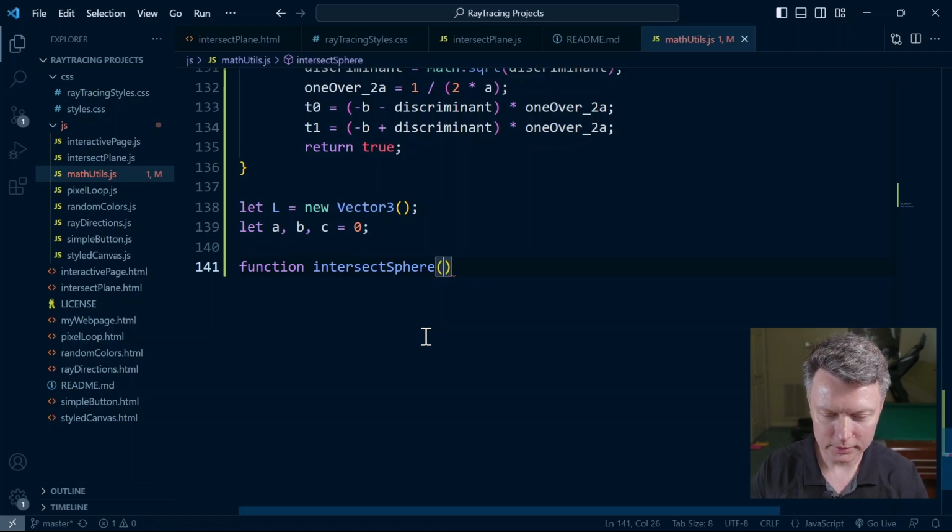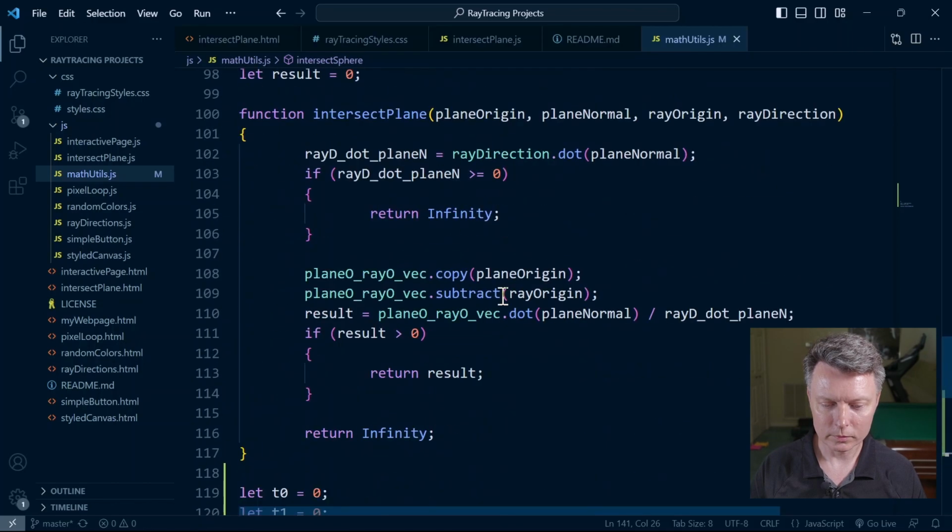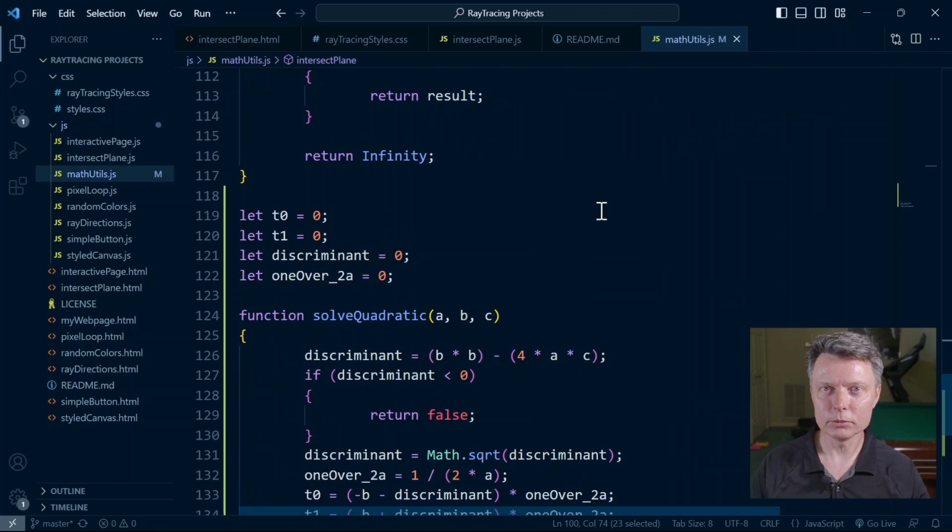So opening parenthesis. And let's recall what the intersect plane function took as parameters. It took the plane origin and the plane normal, because that's how we define a plane. And then it took the ray origin and ray direction. So we will definitely need these two, ray origin and ray direction. But instead of these, let's do the sphere position here, which is that C point, that center point of the sphere. And instead of the normal, let's do the sphere radius. And so this new function will have all it needs to work.